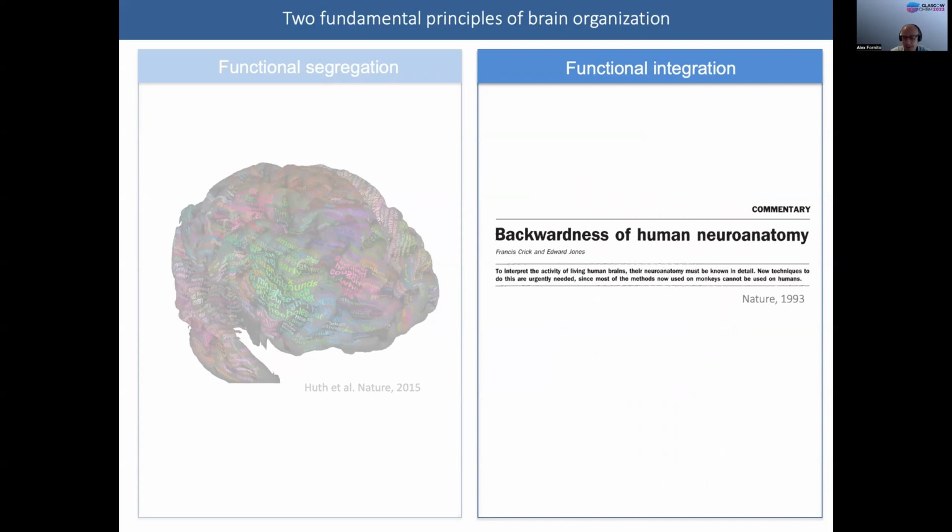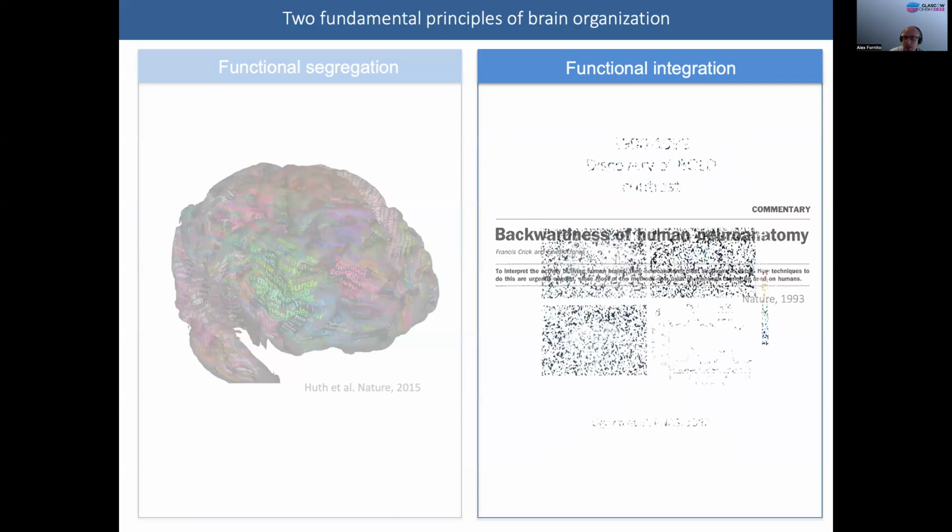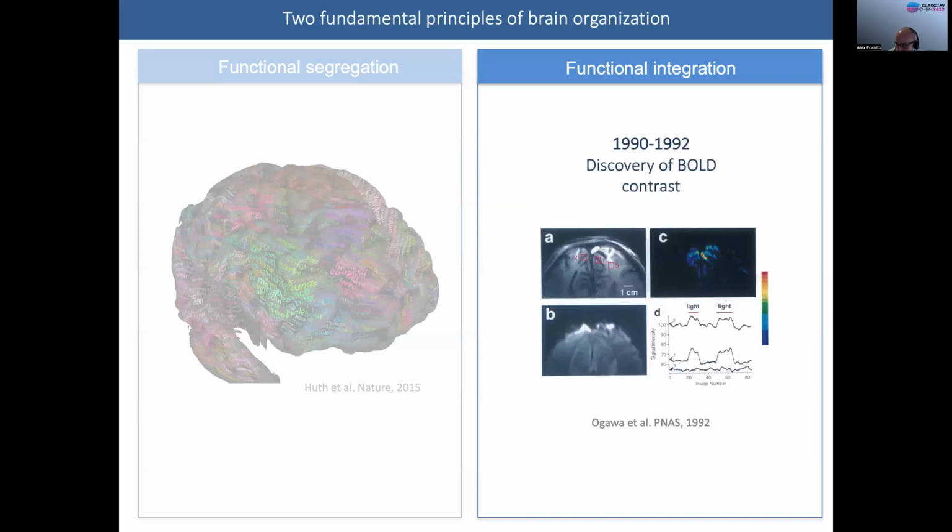lamenting the fact that we had no comparable map of brain connectivity for the human brain, and really arguing that it's the connectivity between brain regions, the integrative processes that underlie coherent behavior, and we just had no understanding of how that happened in the human brain. It was an auspicious time for them to be writing this, because just a year earlier, we had the discovery of the BOLD contrast. And in that essay, they actually note that this new contrast had been discovered, and perhaps that might provide a useful way forward.